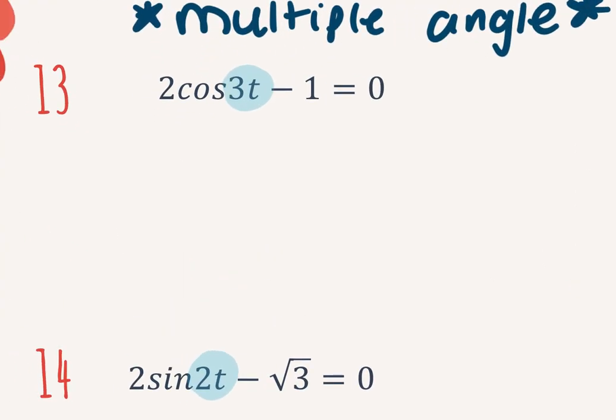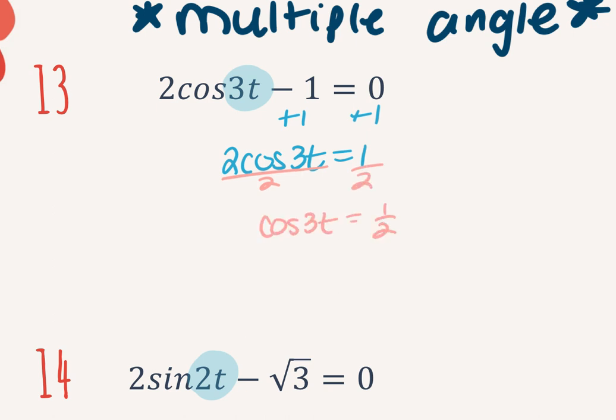So if I was to do that, the first thing I would do is add 1, just like regular. 2 cosine 3t would equal 1. Then I would divide by 2. And I would get cosine of 3t equals 1/2. Now I cannot divide by 3 here. 3 is protected by that cosine. 3t is a partner. It cannot be separated until I get rid of cosine. It's not like the square where we can square root it, okay? So what I have to do first is figure out where is cosine 1/2. And then I would set that angle equal to 3t.